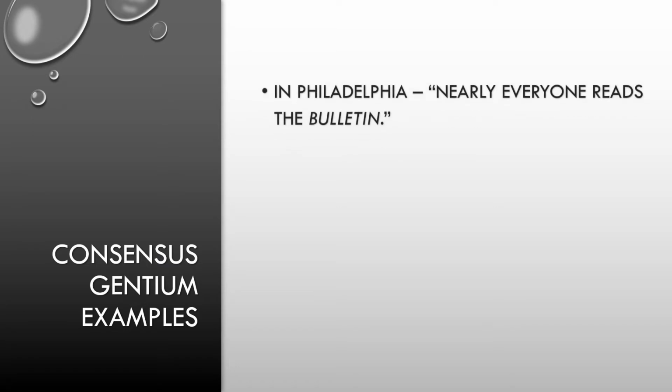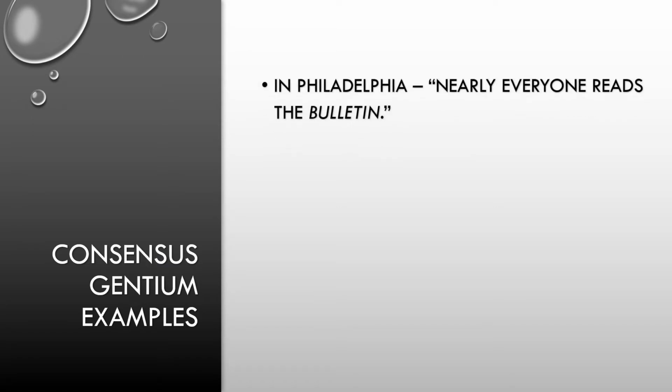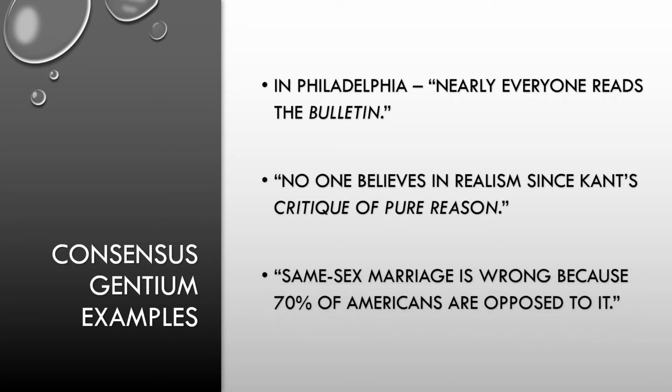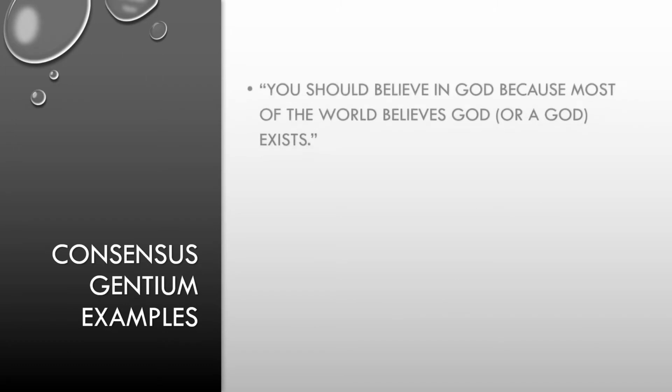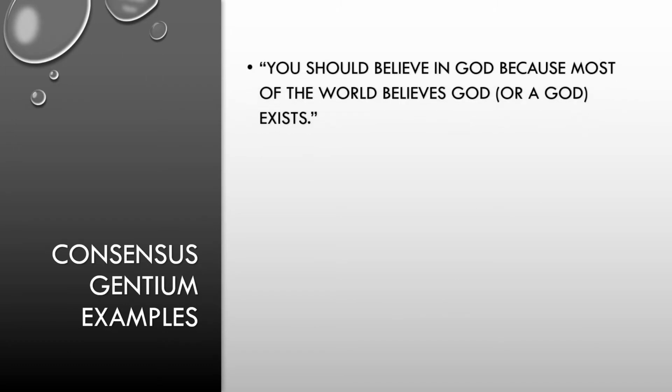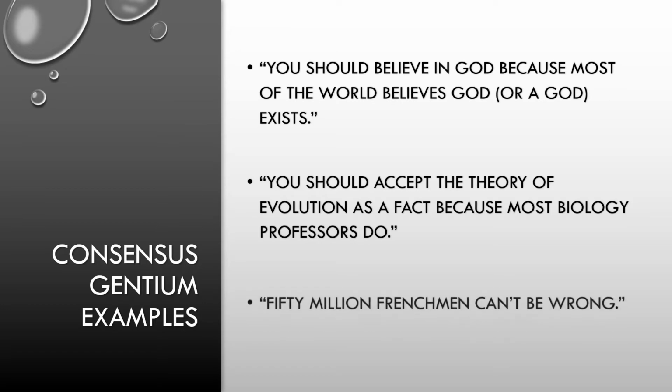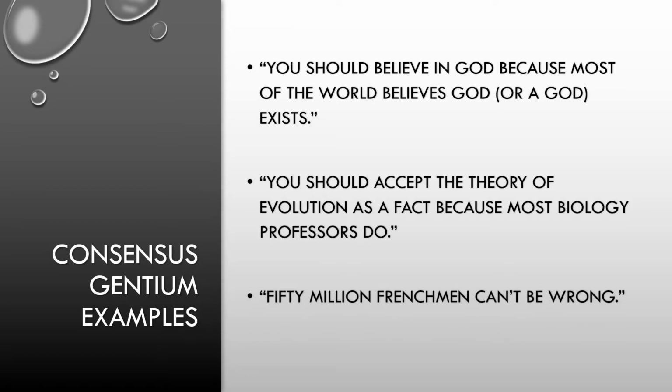So, with the consensus gentium, let's take a look at some examples. In Philadelphia, nearly everyone reads the Bulletin, which happens to be a newspaper. No one believes in realism since Kant's Critique of Pure Reason. Same-sex marriage is wrong because 70% of Americans are opposed to it. You should believe in God because most of the world believes in God, or a God exists. You should accept the theory of evolution as fact because most biology professors do. Or, 50 million Frenchmen can't be wrong.